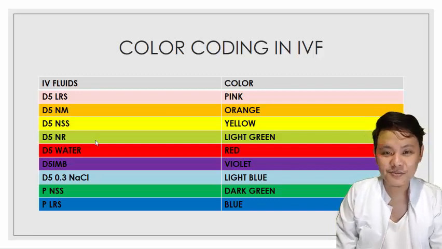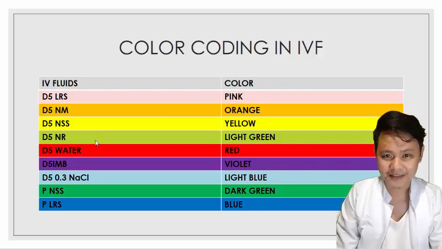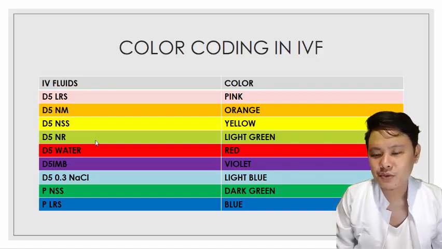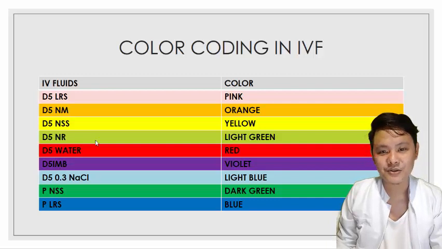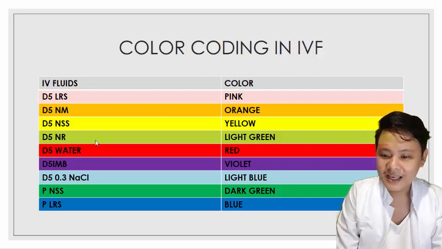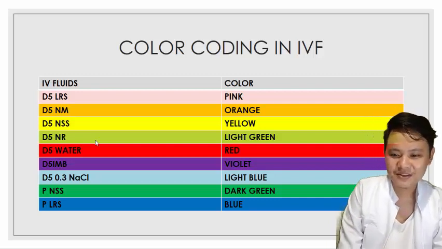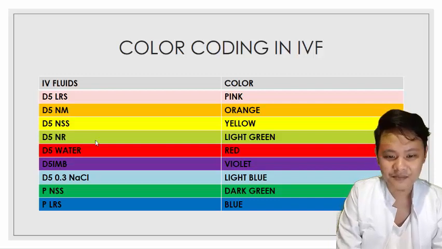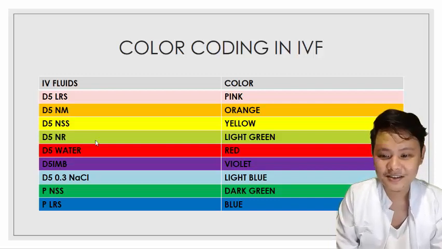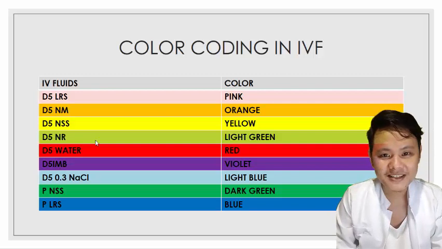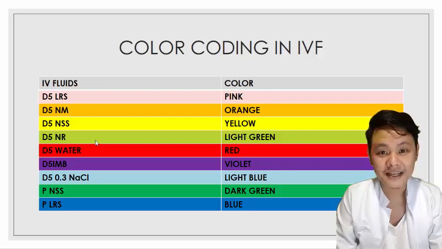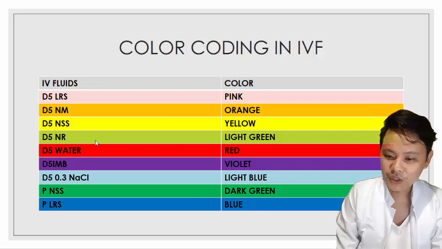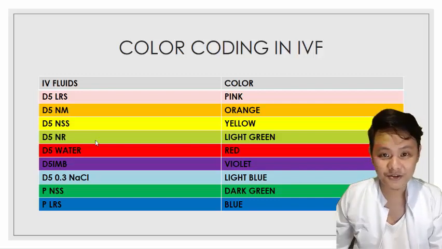So, pakitandaan lang itong mga color coding na ito, no? Kasi napaka-importante na ito. So, for the IV fluids, let's start with the D5LRS or the 5% dextrose in lactated Ringer's solution. It is color pink. What else? We have the D5NM. The color is orange. For the D5NSS, that is color yellow. For the D5NR, light green. For the D5 water, that is red.